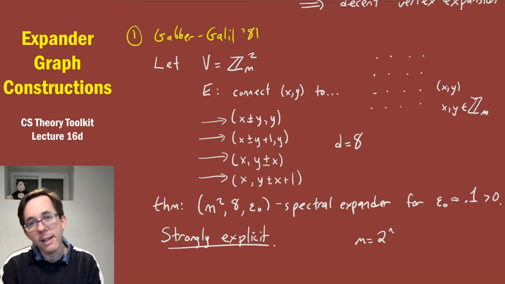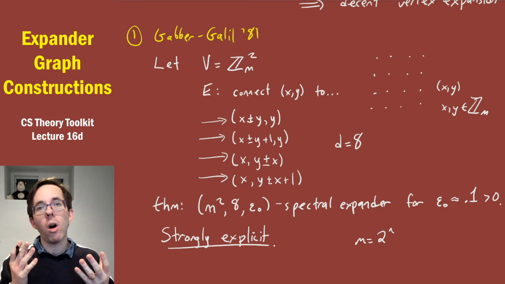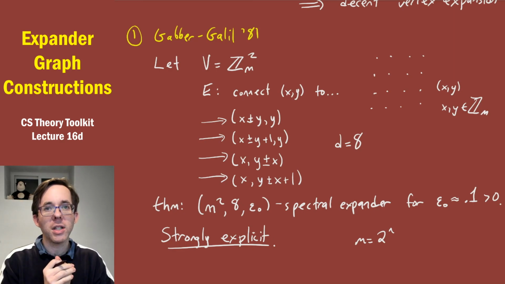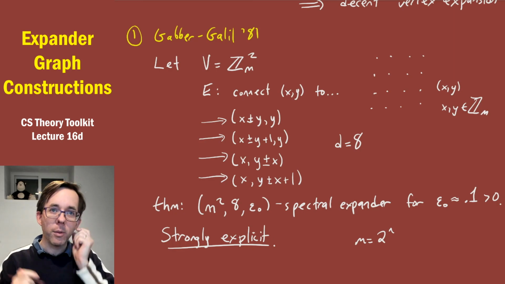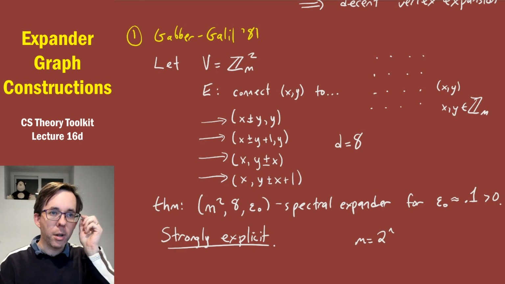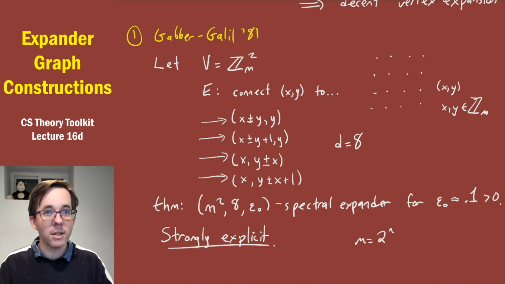The degree is 8. That's very nice. It means if you want to take a random walk in even this exponentially sized graph, then every time you take a step, you use 3 random bits to pick a random neighbor out of the 8 possibilities. So that's great.